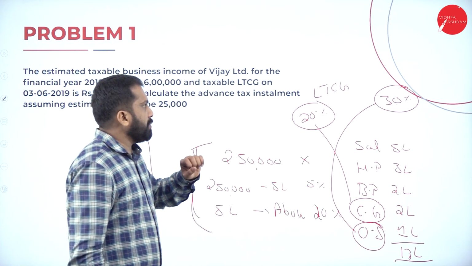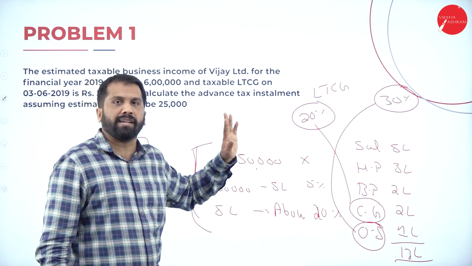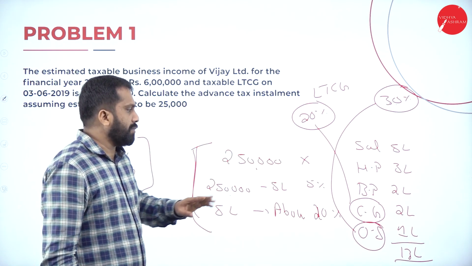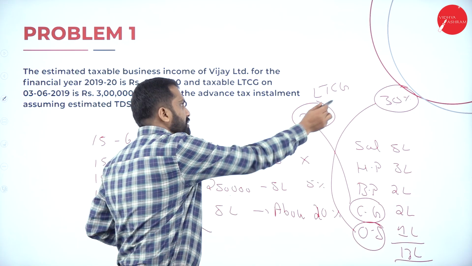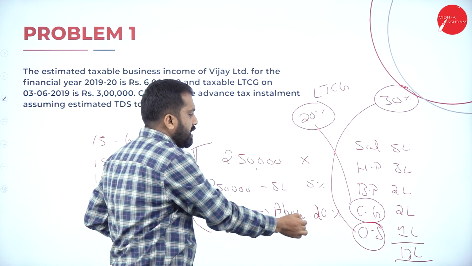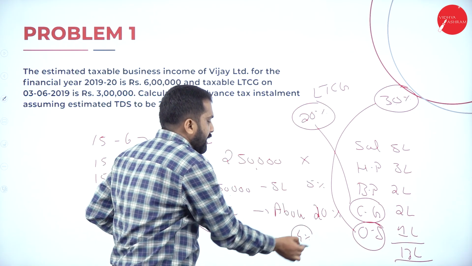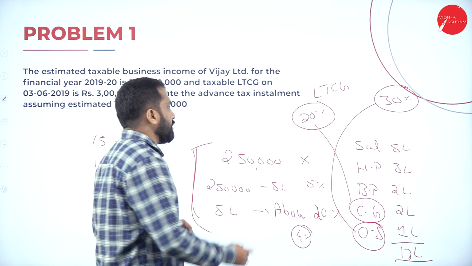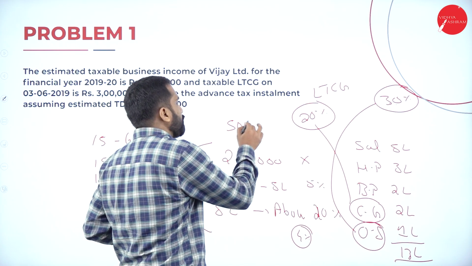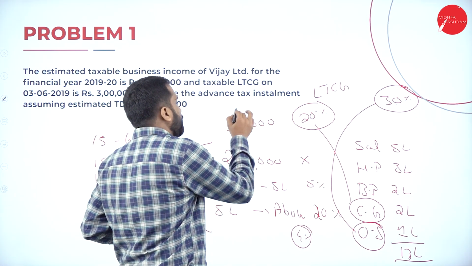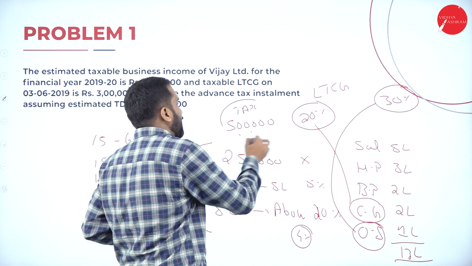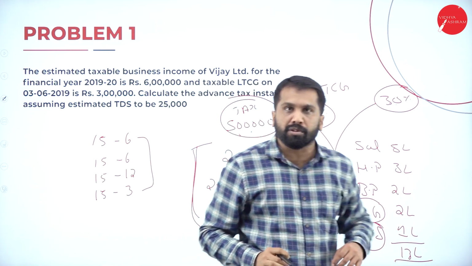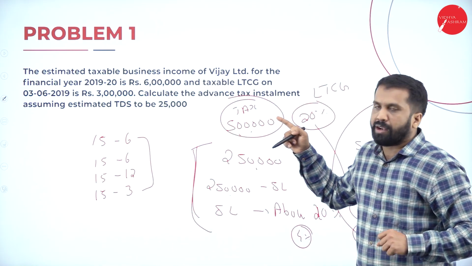So, what you are supposed to do is calculate tax. After calculating, you calculated 20%, 30%, 5%, 20%, including 4% education cess also. Now, after calculating everything, you got 5 lakh rupees as a tax. What is your tax? 5 lakh rupees. What you are supposed to do? You are supposed to pay your advance tax.